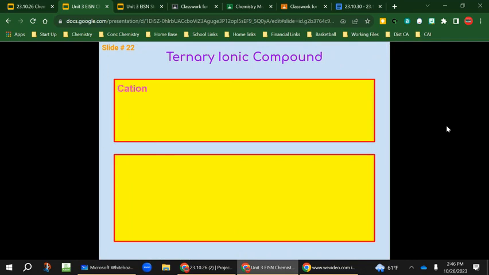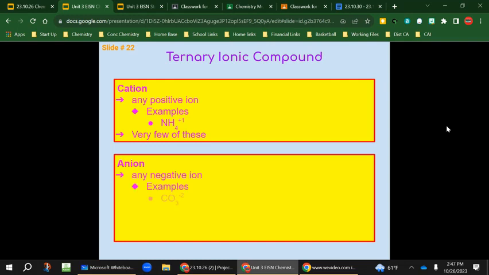I like that. Good. Cation, ladies and gentlemen, is a positive ion. Some examples, NH4 plus 1. Now, there are other positive polyatomic ions. That's the only one we're going to work with in this class. So if a cation is a positive ion, then an anion is a negative ion? An anion is a negative ion, yes.